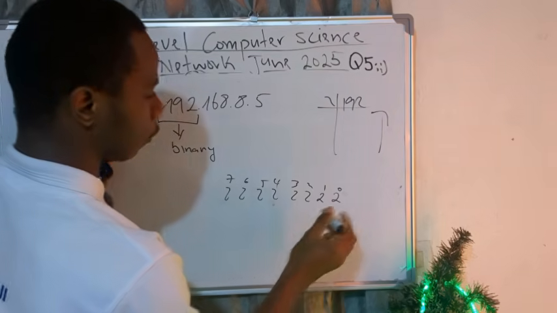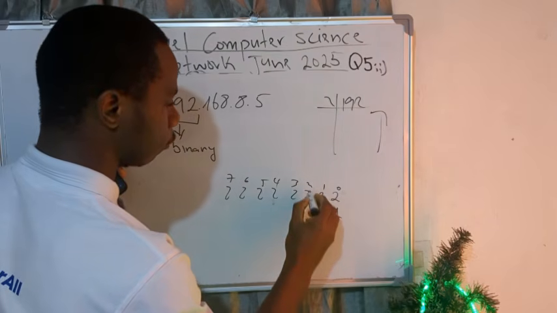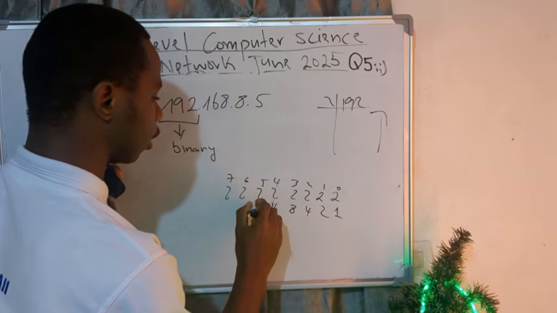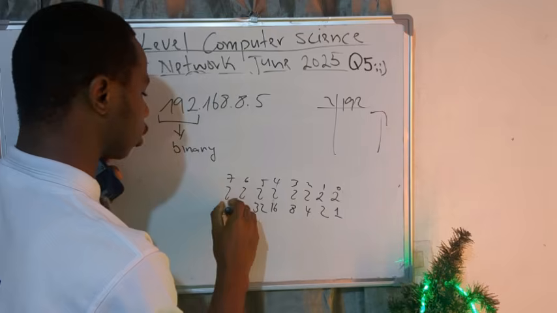Now you evaluate each of them. 2 to the power 0 is what? 1. This is what? 2. This is what? 4. 2 to the power 3 is 8. This is 16. This is what? 32. This is 64. This is 128.